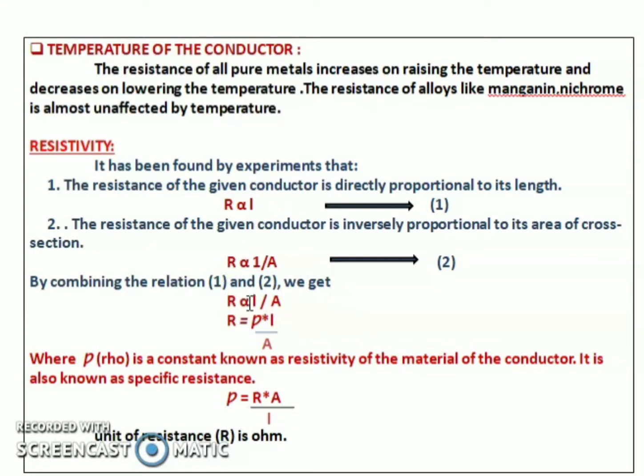To remove the proportionality, we put in a constant. That constant we call rho. So the equation becomes R is equal to rho into L upon A. So rho is a constant known as the resistivity of the material of the conductor. This is the formula for finding the resistance: R is equal to rho L by A, where rho is the resistivity, L is the length of the wire, and A is the area of cross section.